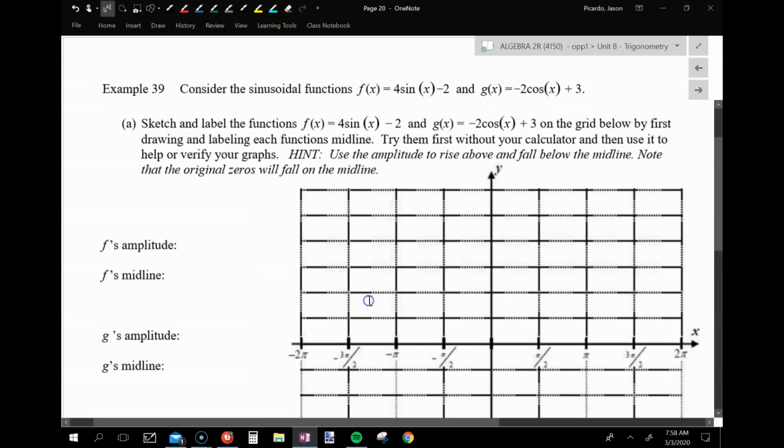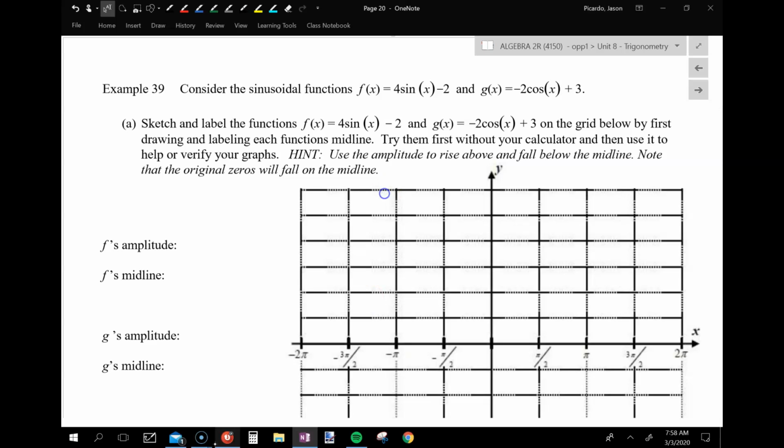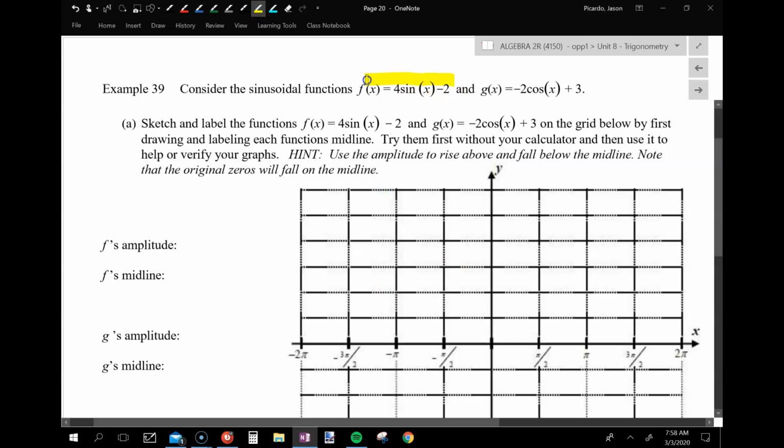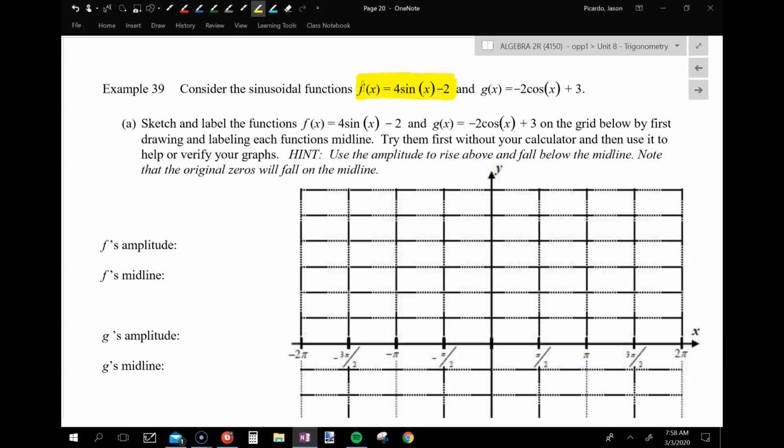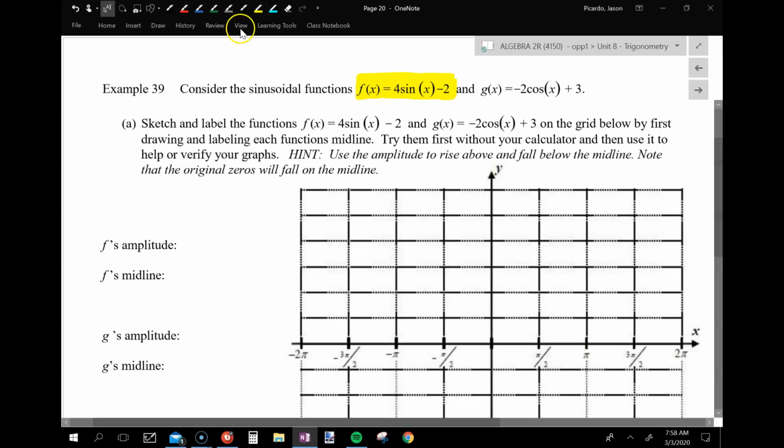Okay, so here's where we're going to take all that and make our lives really, really easy now. Okay, here's F. What is the amplitude? Amplitude means that number in the front. It's how much my vertical stretch is. So in this, the amplitude is 4. All right. Now remember what I said about the midline. The midline can always be found by looking at this number at the end. So the midline is -2.